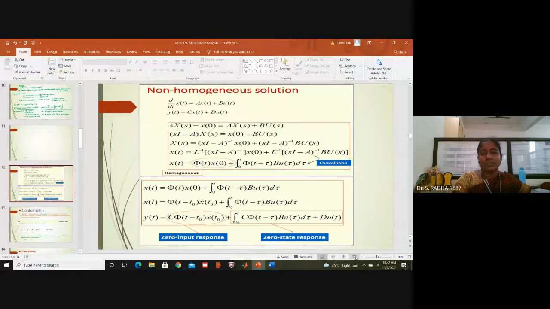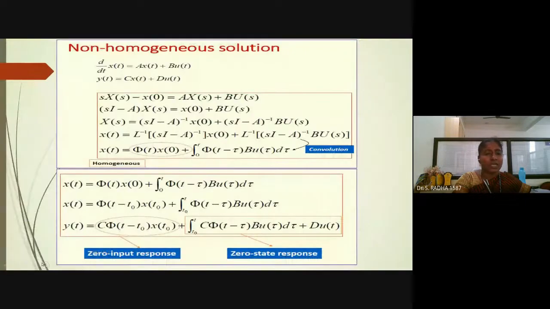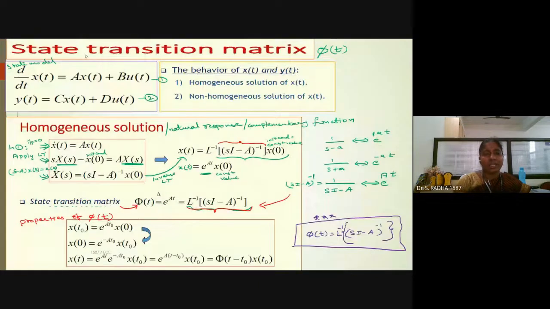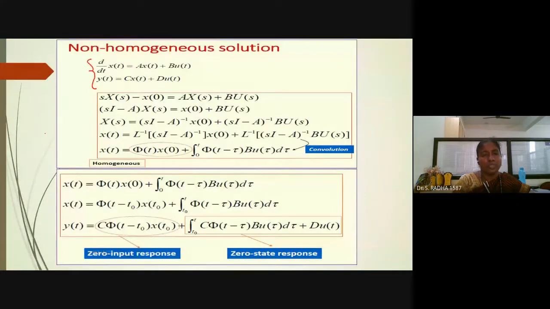The first 2 equations together are called a state model. Non-homogeneous means input need not be 0. Earlier we took the homogeneous condition and derived the state transition matrix. Homogeneous means we take input 0, the complementary function. Non-homogeneous means we will not take input 0; we will consider the input in the calculations.